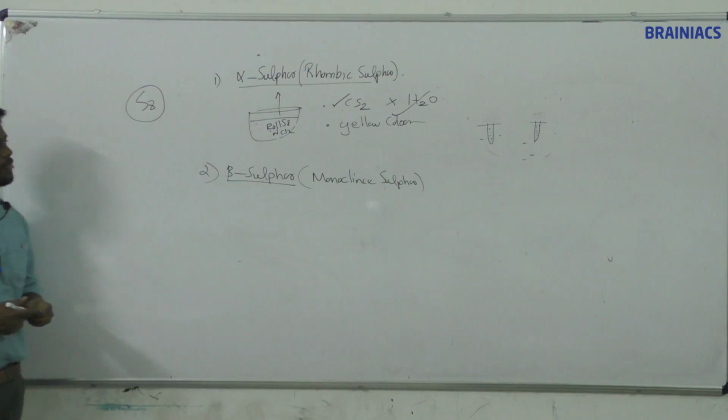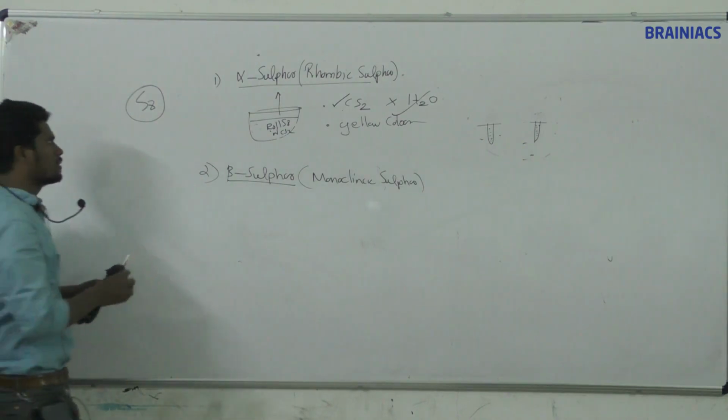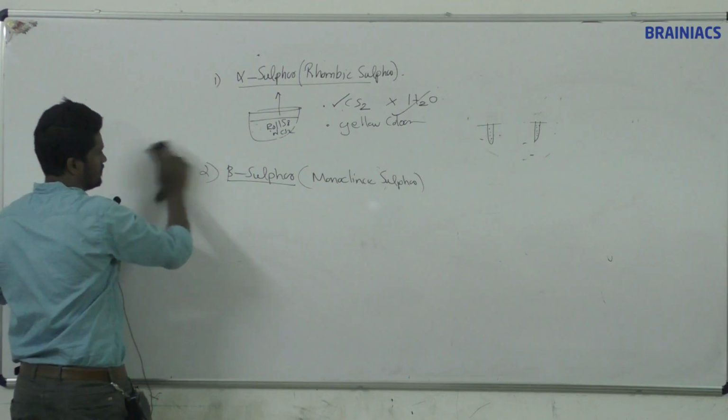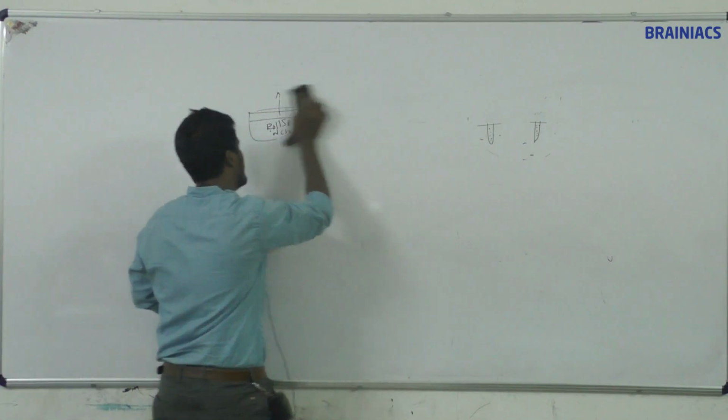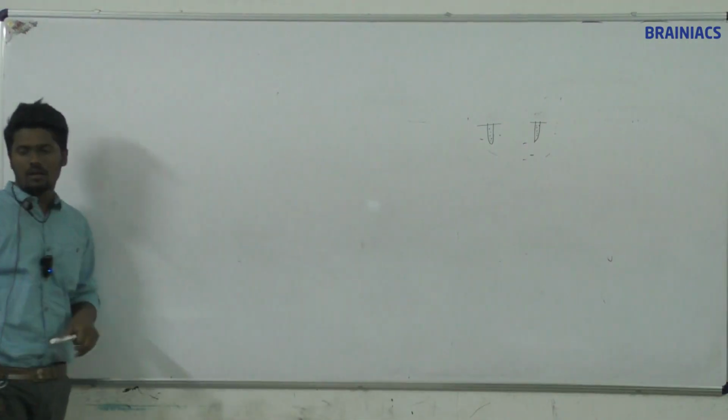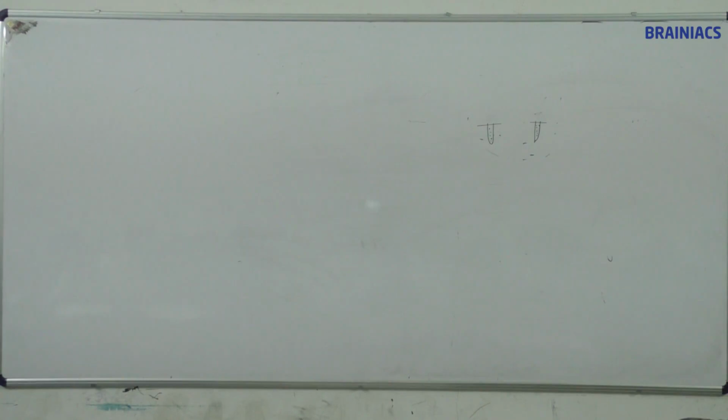It is formed by melting alpha sulfur in a dish, and wait, a crust is formed.